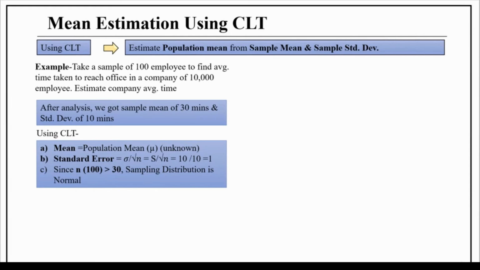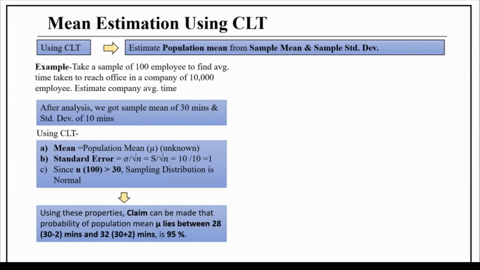And the third property is, if n is greater than 30, that is sample size is greater than 30, then the sampling distribution will be normal. Since sample size is 100, therefore the sampling distribution is normal. Now we can make claim that the probability of population mean lying between 28, that is 30 minus 2 minutes, and 32, that is 30 plus 2 minutes, is 95%. Now you will be confused how I come to this conclusion about population mean. Just wait for 2 more minutes, everything will be unfolded logically here.